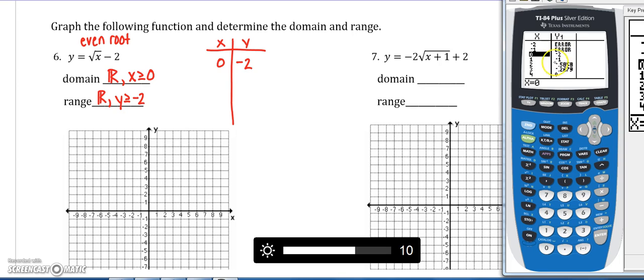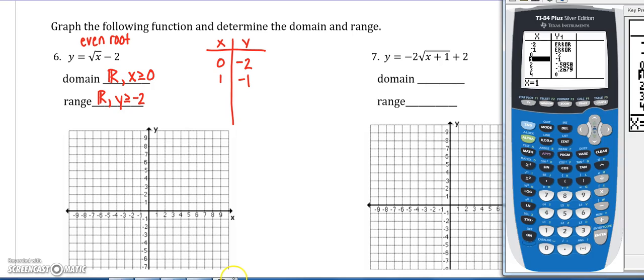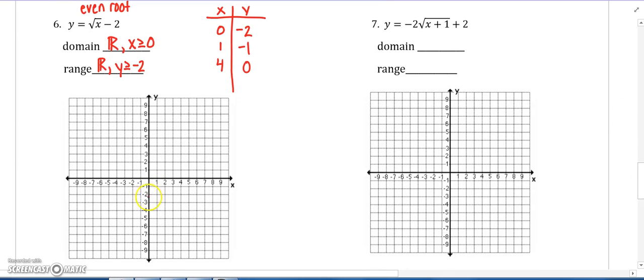Okay, so I'm going to pick some nice points here. Let's see, 1, negative 1. If I keep scrolling, I got 4, 0. And that should do it. So what I'm going to go ahead and do is plot my points, and then draw my graph.